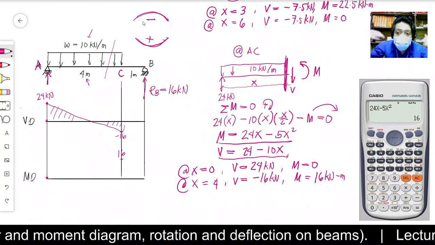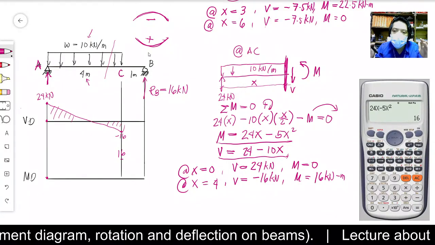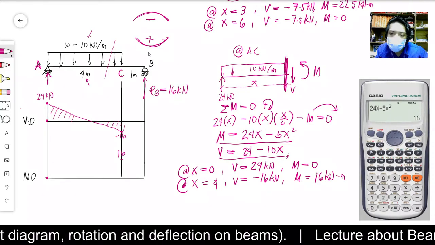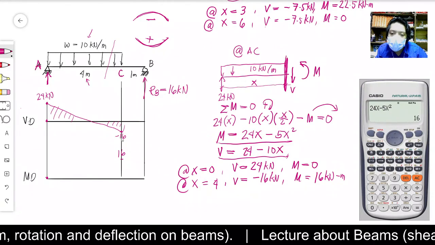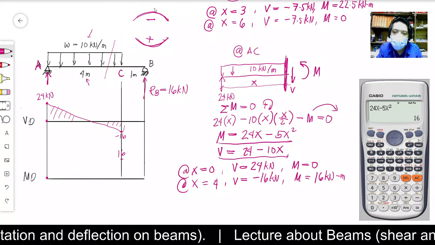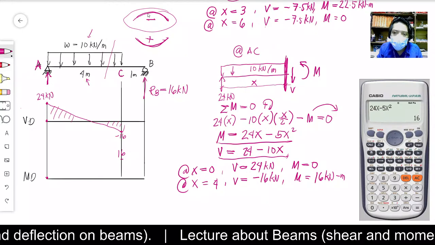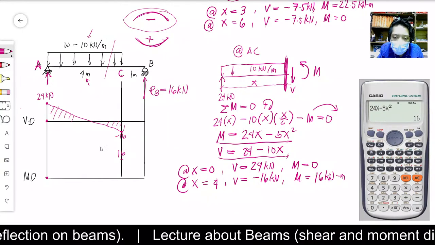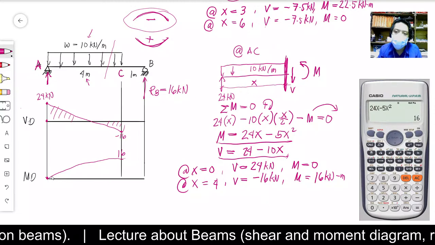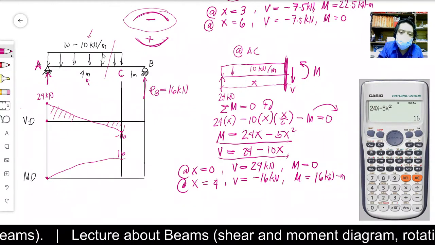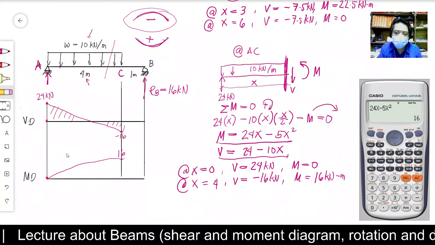If the shear diagram is decreasing, the behavior of the curve will look like this; if the shear diagram is increasing, it will look like the other. Is the shear diagram increasing or decreasing? From 24 to negative 16, it is decreasing, right? So the behavior of the graph should look like this. That's the behavior of the graph. Okay, so we are done with segment AC.